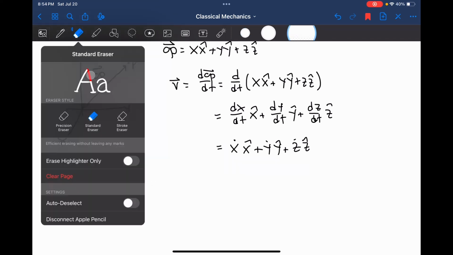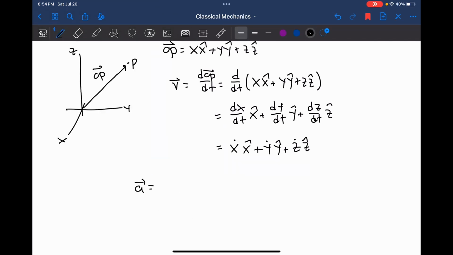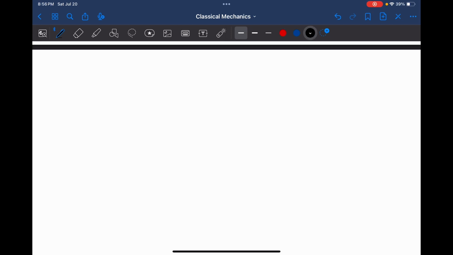And likewise, the acceleration is just the derivative of that: x double dot in the x hat plus y double dot in the y hat plus z double dot in the z hat. That's it. That's all there is for Cartesian. All right, so next we're going to move into polar.